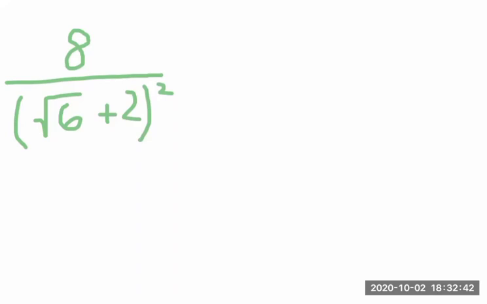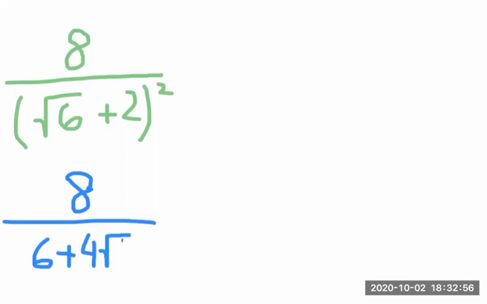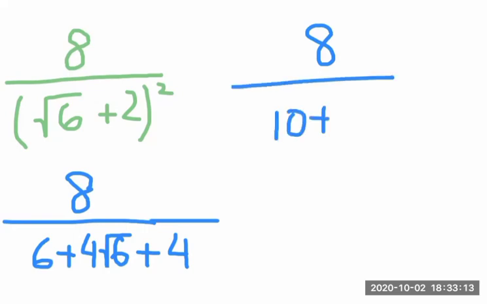Okay, this will become 6 plus 2 times 2 times 4 root 6, so 6 plus 4 root 6, and then plus 4, so it will be 10 plus 4 under root 6, and then 8 upon 10 plus 4 under root 6, and then 8.